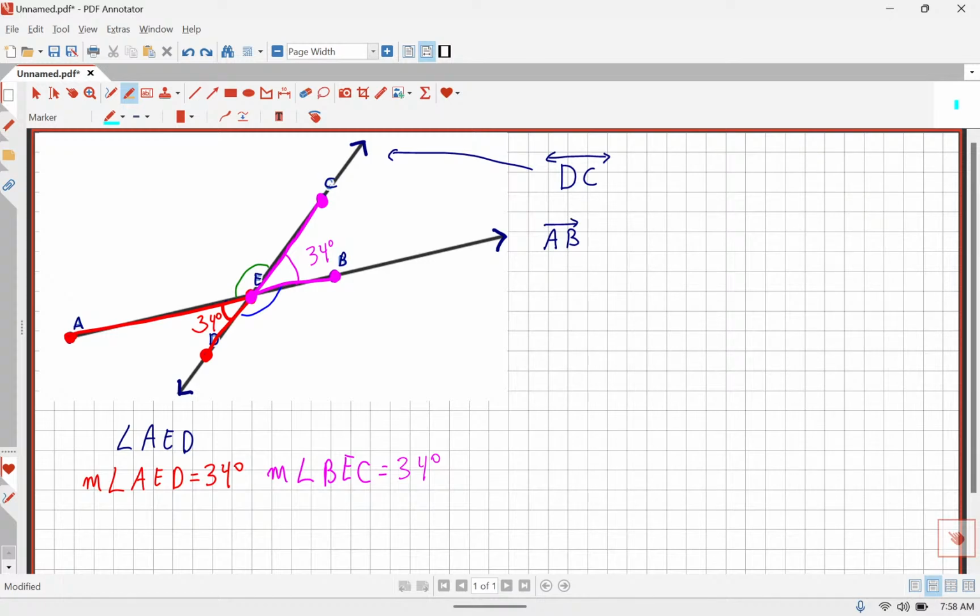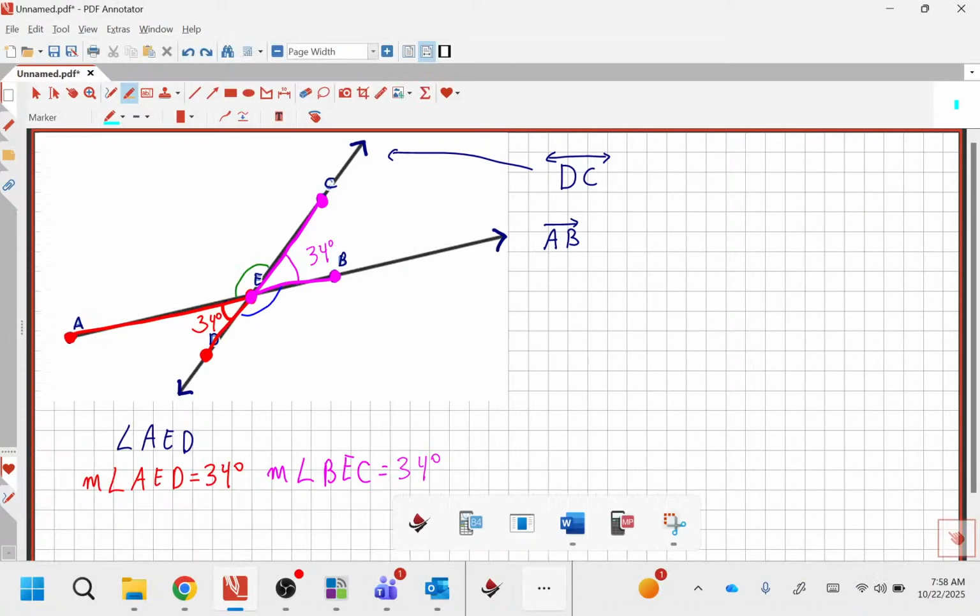And if I know the pink angle, Henry, is 34 degrees, what could I do with 180 and 34 to find out what the green angle is? That is exactly what we do. Let's go ahead and open up our calculator.